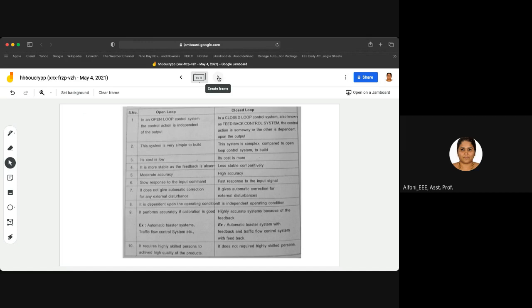So, with this, I can conclude that when we compare the open loop and the closed loop systems, a closed loop system is much preferable to an open loop system. So thank you.